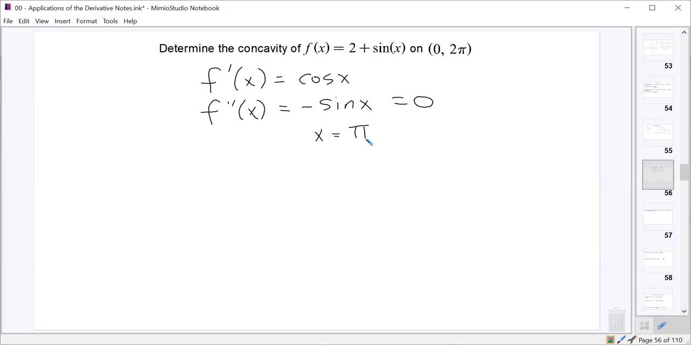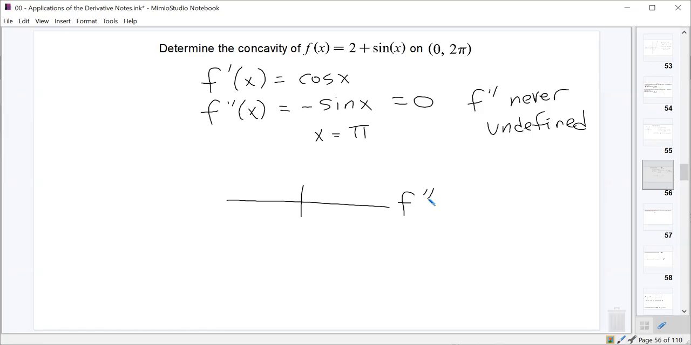So we don't need to include anything other than pi on our sign chart here, because f double prime is never undefined. You can take the sine of any number. So we'll now make a sign chart with our second derivative. And I'm going to put pi in the middle. And I will be careful, because I have a restricted interval here of 0 and 2 pi, to not test anything outside of those intervals, because that may end up messing up the values that I get.